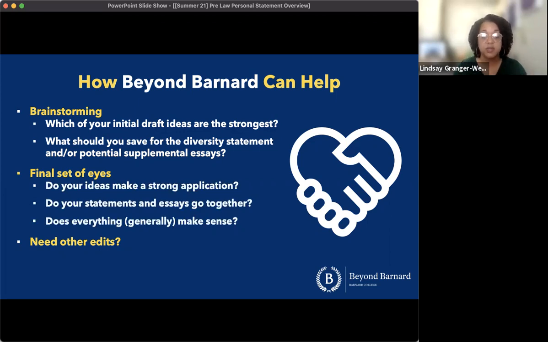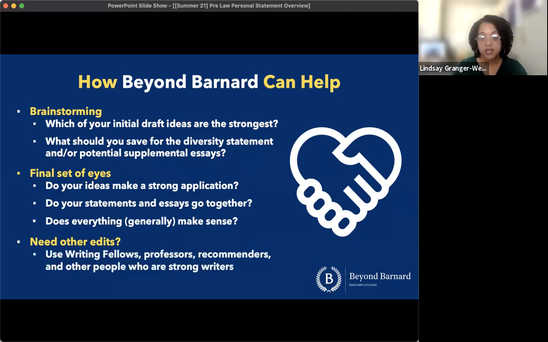Essentially all of these questions boil down to, does this make sense? Do these things work? Do these essays work together? Are you saying things that you should or should not be saying in a personal statement? Because that sometimes happens. Does everything fit? Does everything provide a new piece of information that also doesn't contradict some of the others?